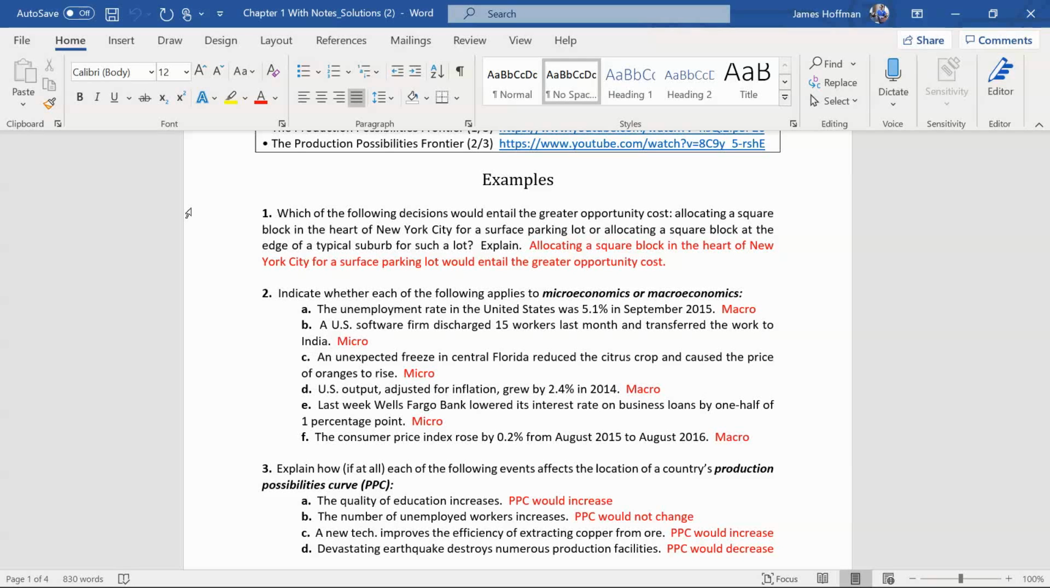C, this one's a little tricky: an unexpected freeze in Central Florida reduced the citrus crop and caused the price of oranges to rise. This one's micro, and that's only because it relates to a specific commodity. If all prices rose, that would be inflation, and that would be macroeconomics. But because it's only focusing on one particular product, it's a microeconomic statement.